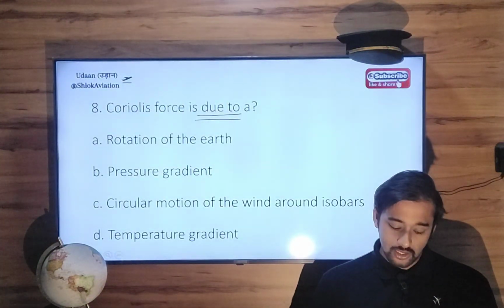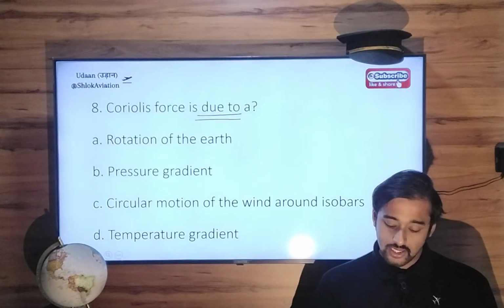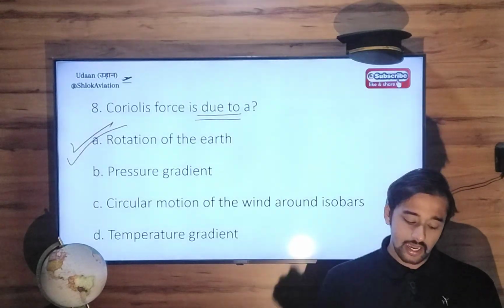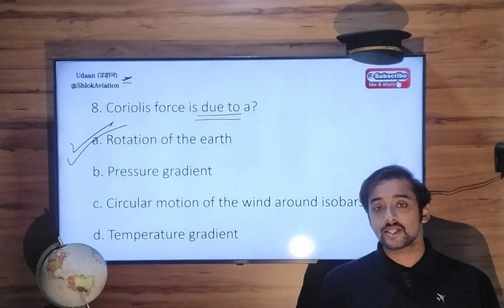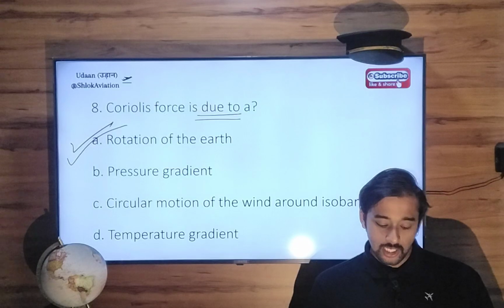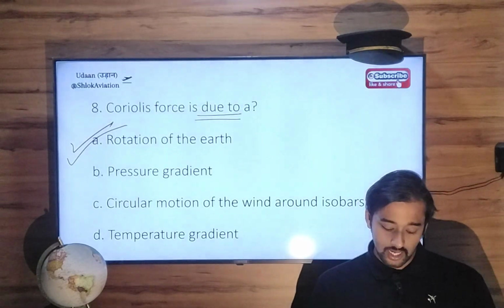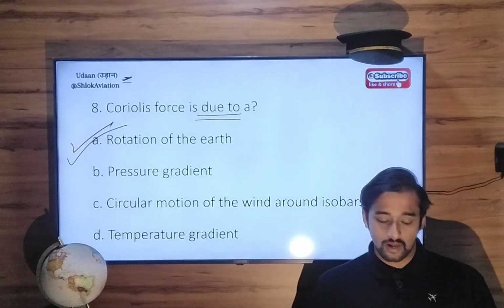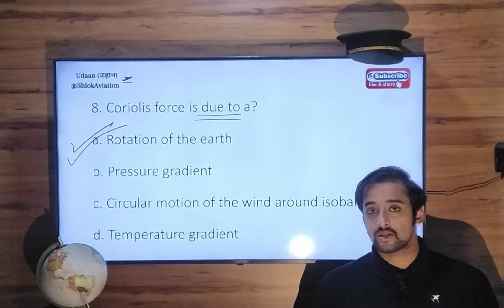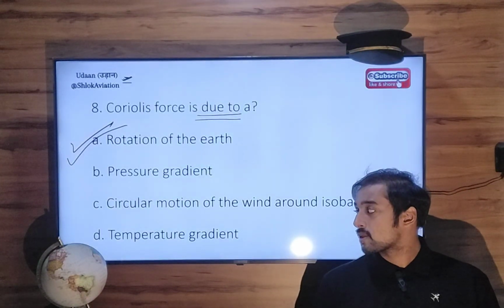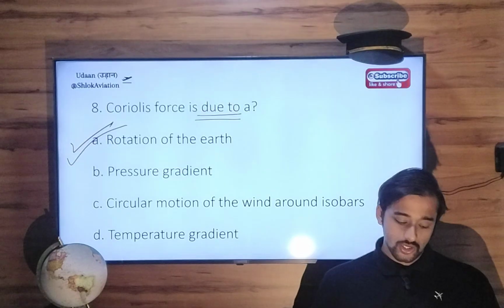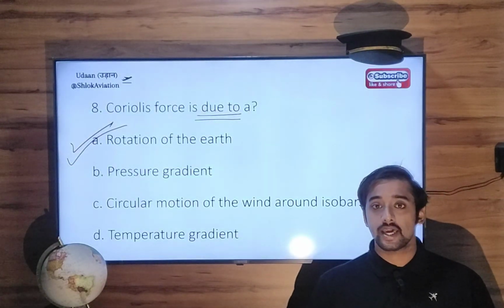So Coriolis force is due to rotation of the earth, pressure gradient, circular motion of the wind around isobars, or temperature gradient. The correct option is option A, rotation of the earth. Pressure gradient is the force between a high pressure area and a low pressure area, so option B is incorrect. Circular motion of the wind around isobars is irrelevant. Temperature gradient is not about the Coriolis effect; to the contrary, temperature gradient will influence your pressure gradient force. So for question 8, the correct option is answer A.